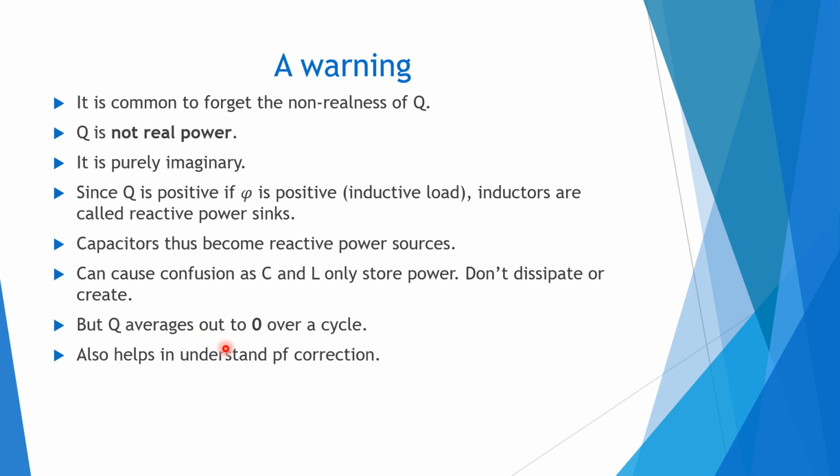And understand that PF correction is also well understood using this, because we added a capacitor in parallel. You can see that the load needs two kinds of power: it needs a reactive power and it needs a real power. The source provides the real power, and to make the power loss in the transmission line 0, we add the reactive power locally by adding a capacitor in parallel. Once again, Q is not real, it's an imaginary quantity.